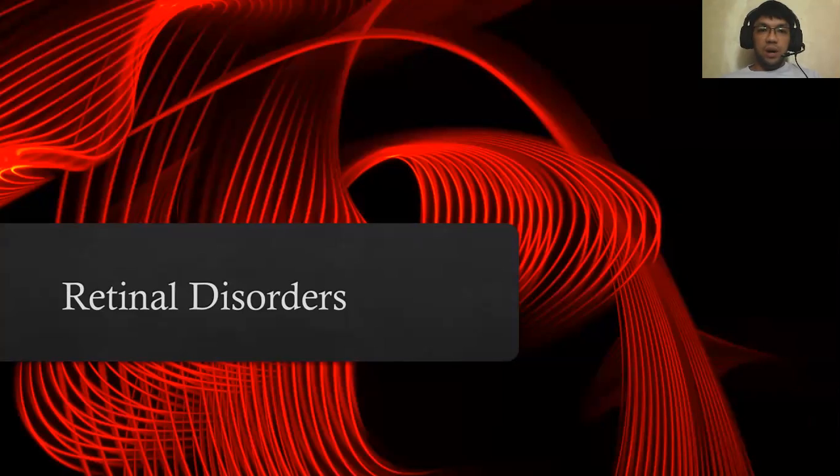So today we are going to continue our discussion for eye disorders. And now we are with the topic of retinal disorders. So this is referring to the retinal layer of our eyes. So we have different types of retinal disorders that we have for today. And the first topic that I am going to discuss would be retinal detachment.